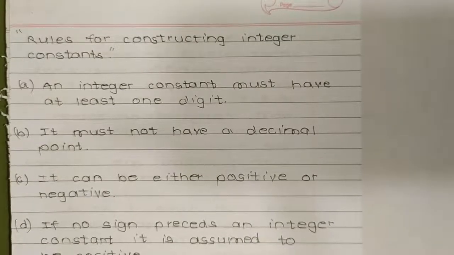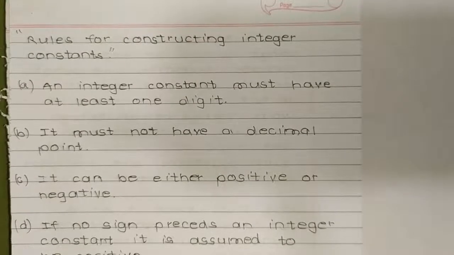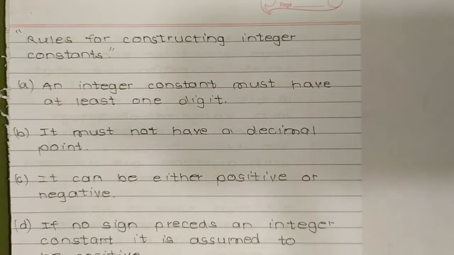Rules for constructing integer constants. First, an integer constant must have at least one digit. Second, it must not have a decimal point, so an integer cannot have a decimal point. Third, it can be either positive or negative, so we can apply a negative sign also.